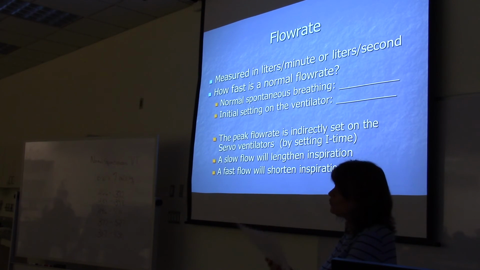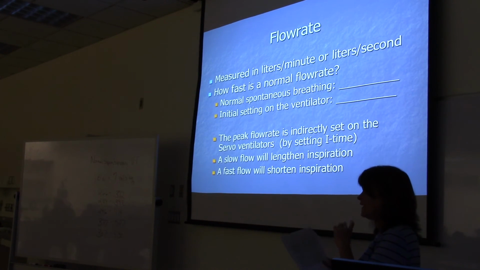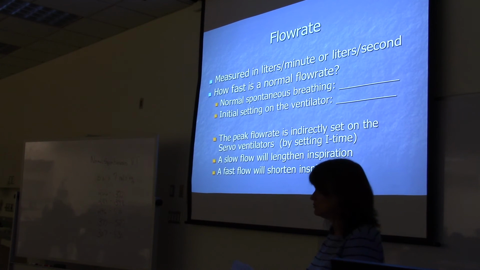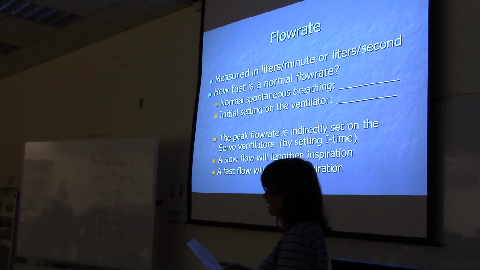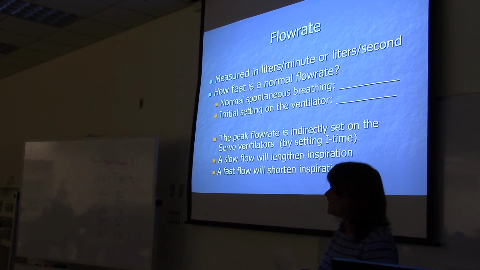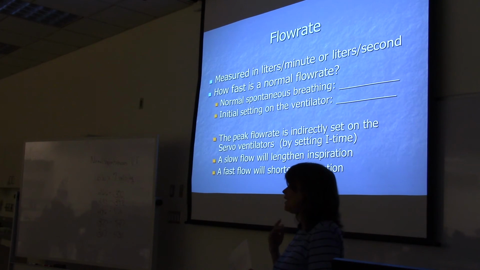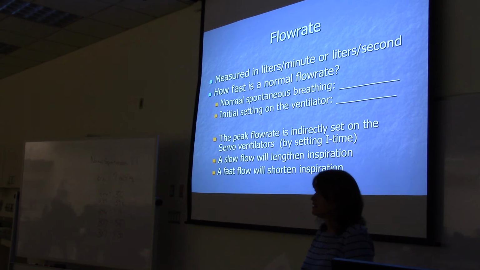And then I want to tell you the range for the flow rate on the ventilator. 40 liters a minute up to, pardon me, up to 120 liters per minute. That's fast. So for the initial setting on the ventilator, 40 liters a minute to 100, but peak flow can go up to 120 liters per minute. Under what circumstance would you put it so high?